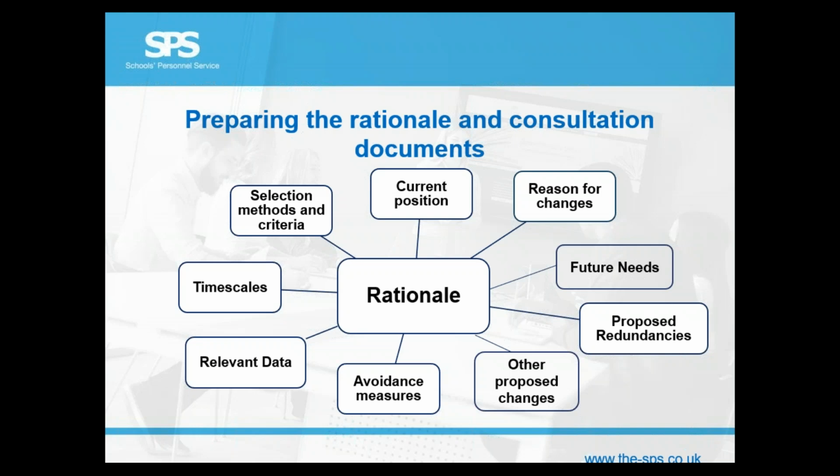Alongside that, you want to be clearly stating what your future needs are. So how do you need your staffing structure to change? How many proposed redundancies are you considering? Are there any other proposed changes that you're looking at making as part of the process? So current position, future needs. Alongside that, you'd want to capture those avoidance measures that we've spoken about, because as we've already said, that's one of the first questions that unions will be asking around those avoidance measures. So make it clear that you've done absolutely everything you can to avoid that redundancy situation.